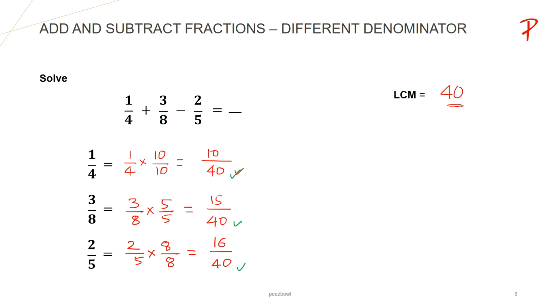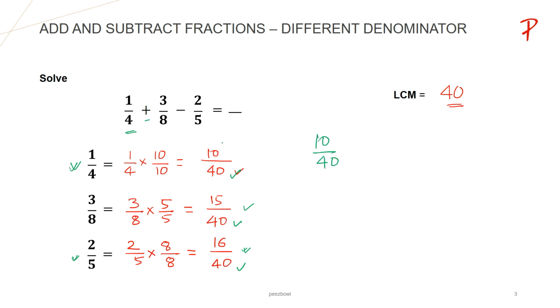So 1 upon 4 plus 3 upon 8 minus 2 upon 5. Now it is very simple to solve it. So at the place of 1 upon 4, I can write 10 upon 40. At the place of 3 upon 8, I can write 15 upon 40. And at the place of 2 upon 5, I can write 16 upon 40. Let us write it. So first we have 1 upon 4, I will write 10 upon 40.